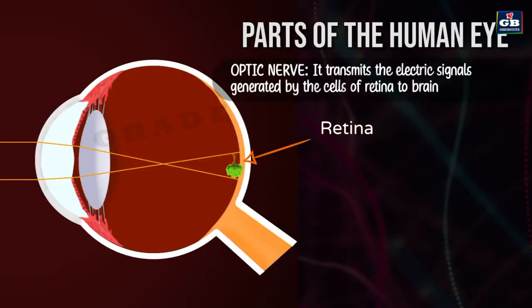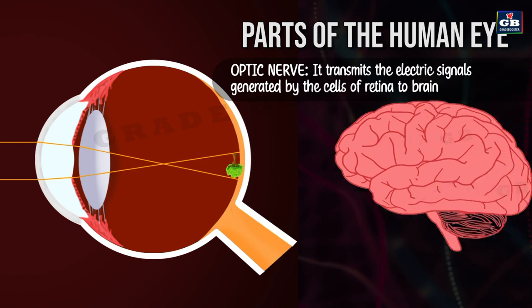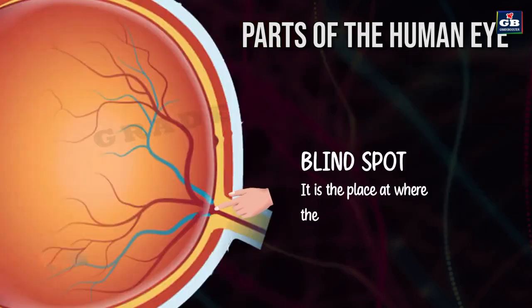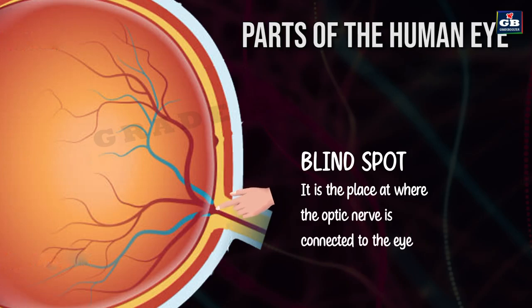Optic nerve. It transmits the electrical signals that are generated by the cells of retina to the brain. So the electrical signals or the information that is collected by the eye is transferred to the brain through these optic nerves. Blind spot. This is an area on the retina. It is the place where the optic nerve is connected to the eye. That means at the blind spot, the retina is connected to the optic nerve.